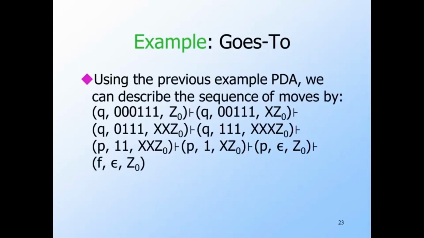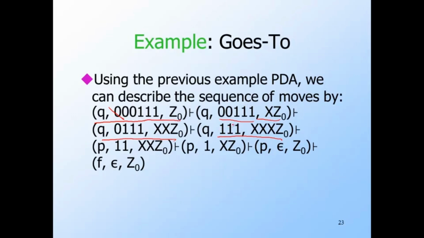Here's the sequence of IDs that we get from our previous example. The input is 0, 0, 0, 1, 1, 1, so the initial ID has state Q, that input, and stack Z0. Here it is. The first move consumes a 0 from the input and pushes X onto the stack. So this 0 got consumed, that's what's left, and of course the Z0 is now on the stack. The second and third moves do the same. You can see additional X's being pushed onto the stack.